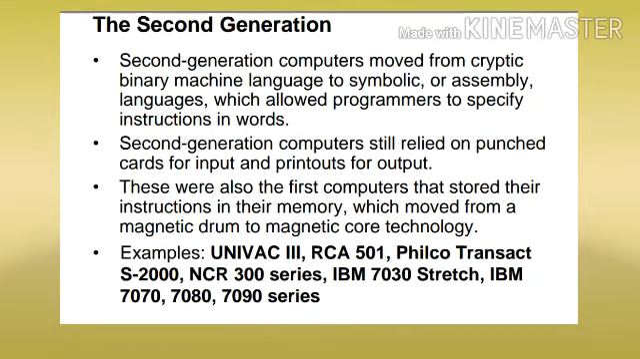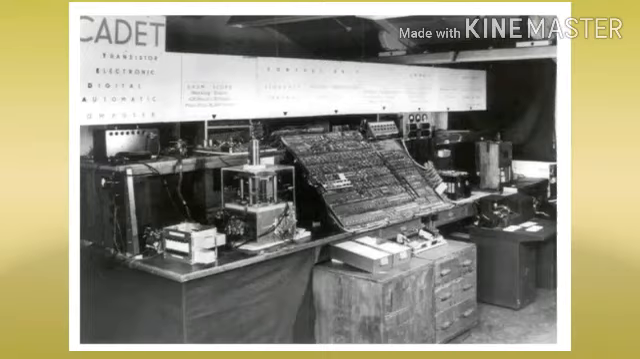Second generation computers moved from binary machine language to symbolic or assembly languages, which allowed programmers to specify instructions in words. They still relied on punch cards for input and printouts for output. These were also the first computers that stored their instructions in their memory, which moved from a magnetic drum to magnetic core technology. There are some examples of second generation computers. The figure shows the second generation computer.